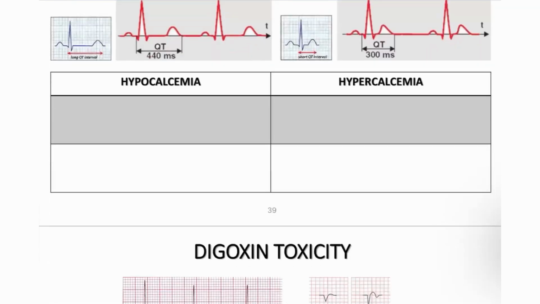Next, hypocalcemia. Always remember that calcium is directly proportional to the QT interval. So if calcium is decreased, QT prolongation will be seen. If calcium is raised, then QT shortening will be seen. What is the risk? It is associated with torsades de pointes if there is a longer QT interval, and no torsades will be seen with hypercalcemia.